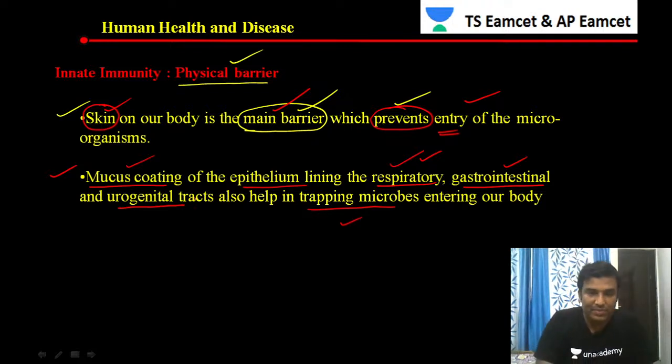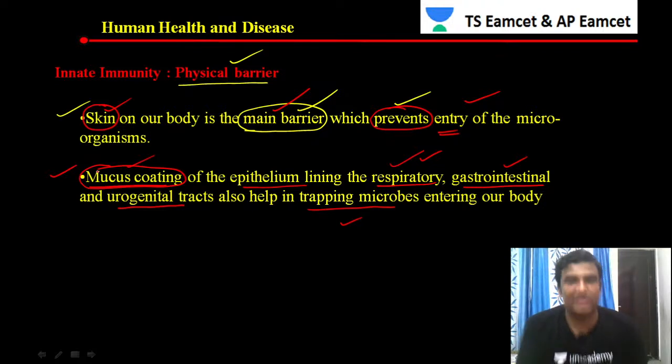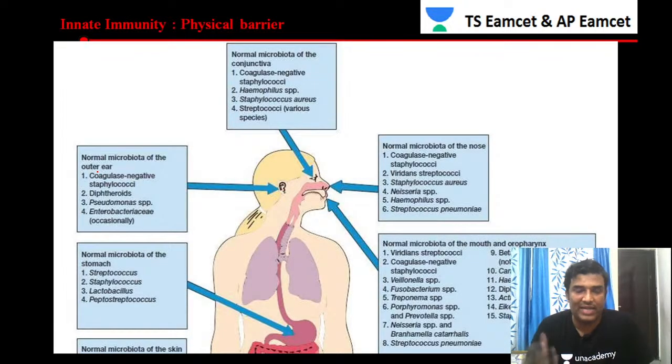So finally, what is providing innate immunity here? The mucus coating, which is present in the respiratory tract, gastrointestinal tract and urogenital tract. It helps in trapping the microbes, and it is involved in the protection of the body. Next one. So let us see.